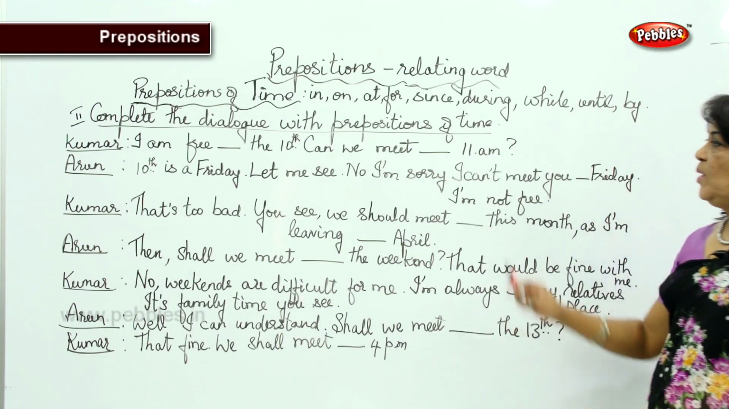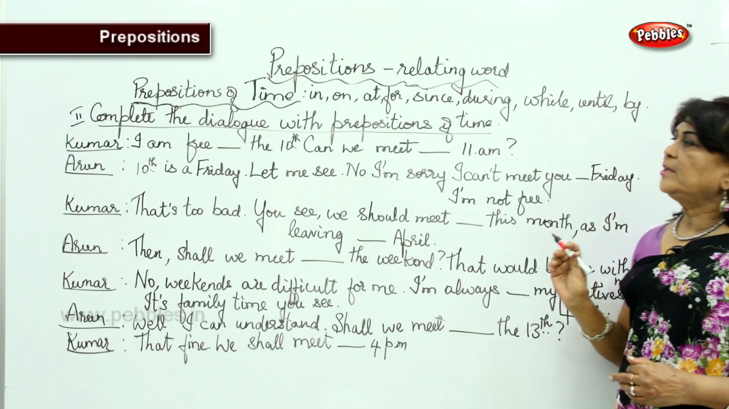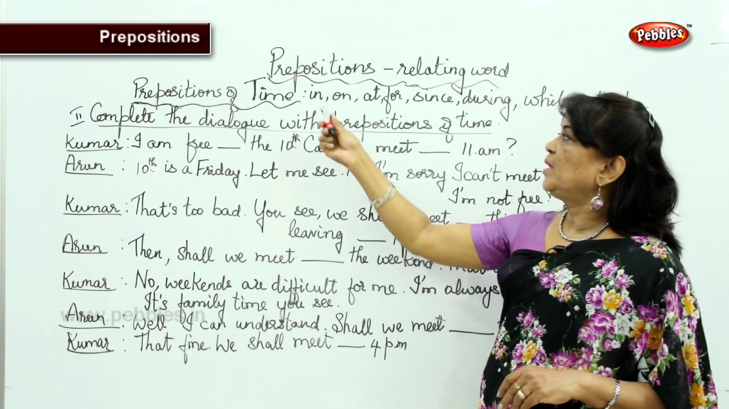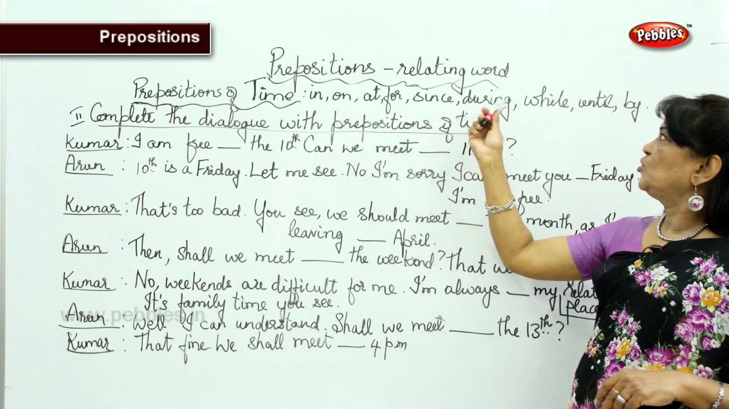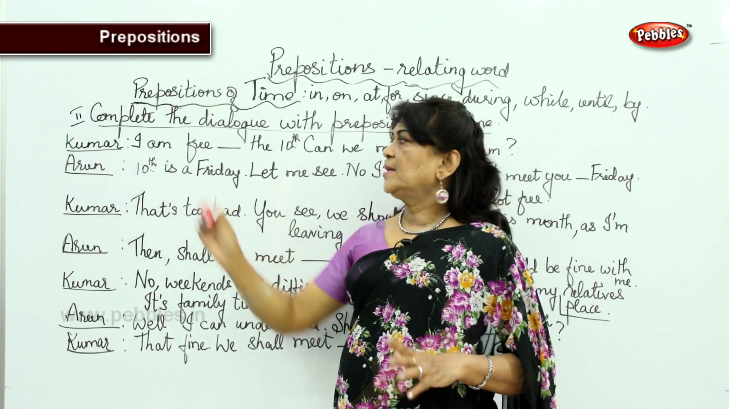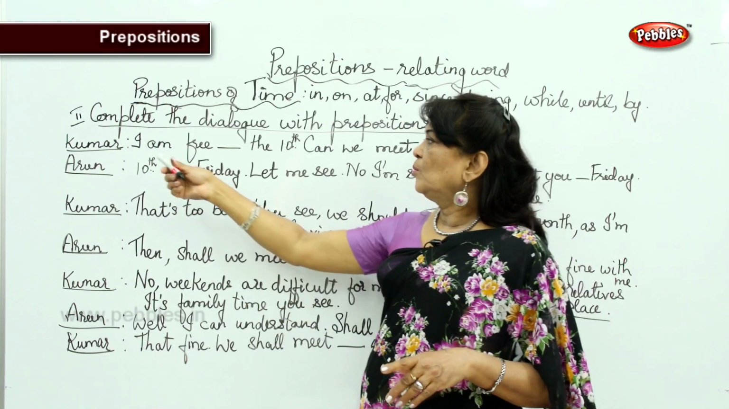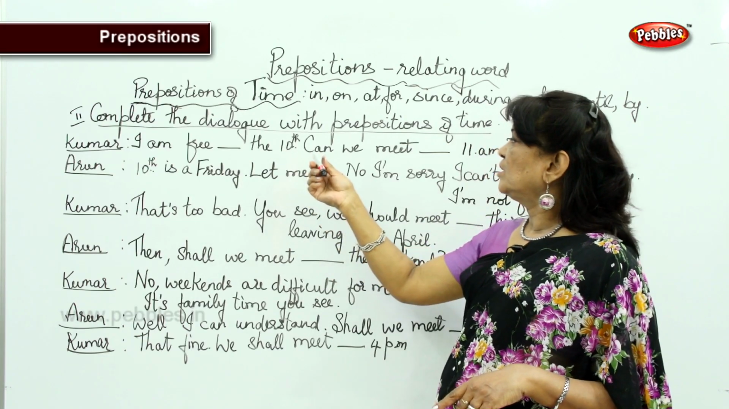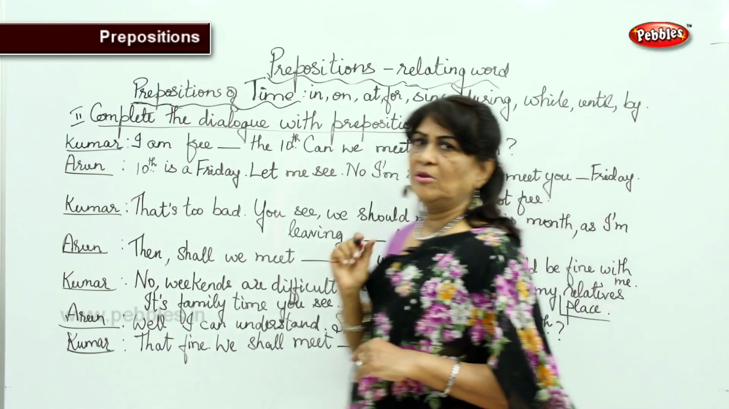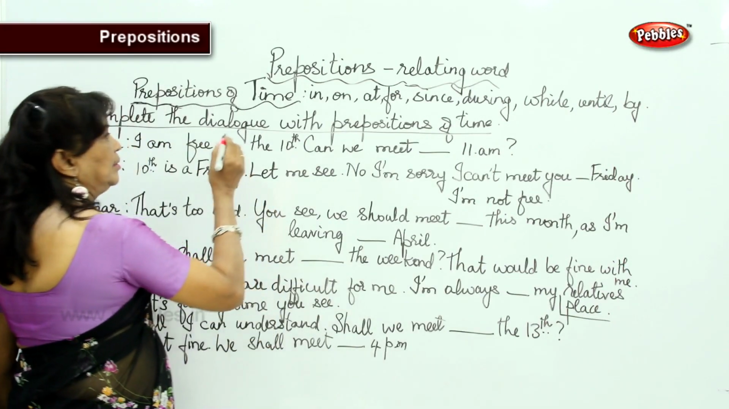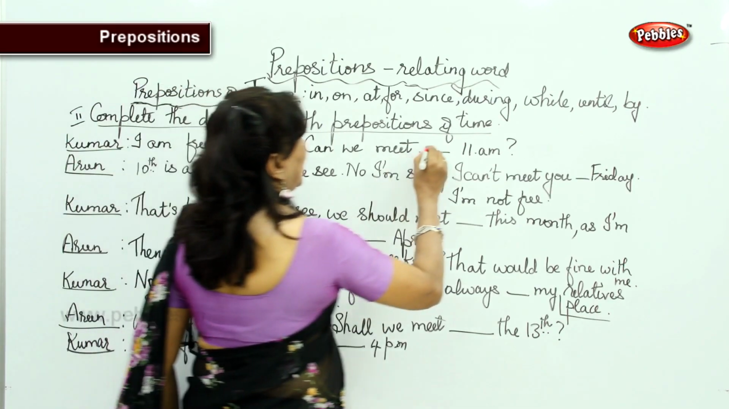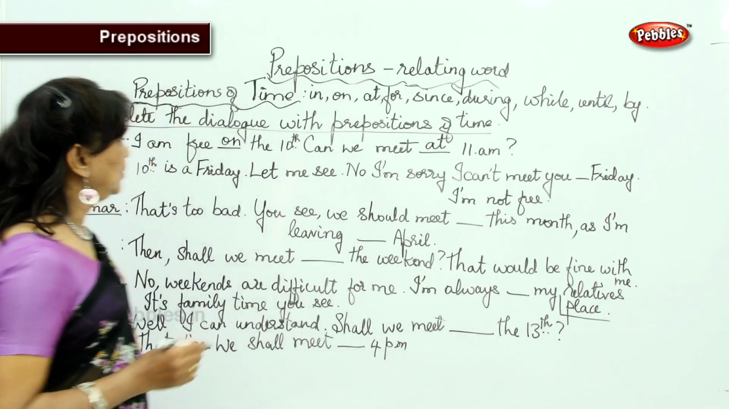If you see now, we have a lot of dashes. Complete the dialogue with prepositions of time. What are the prepositions of time? In, on, at, for, since, during, while, until and by. Now we start with Kumar's dialogue. Kumar: I am free dash the 10th. Can we meet dash 11 a.m.? So what shall we fill in with? On the 10th. Can we meet at 11 a.m.?